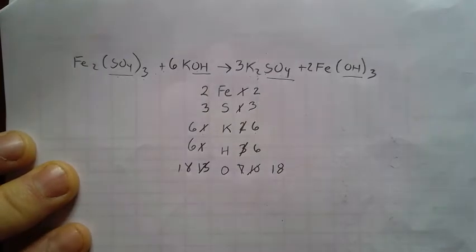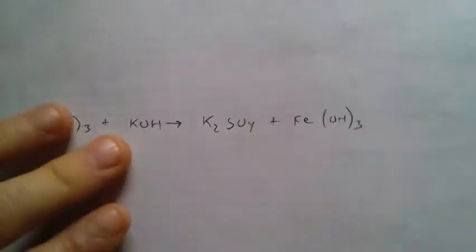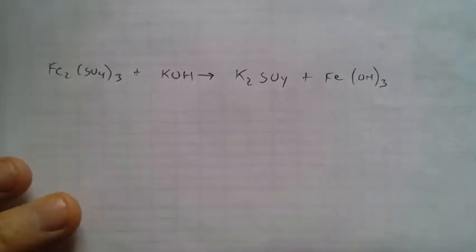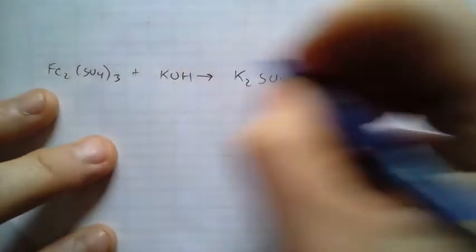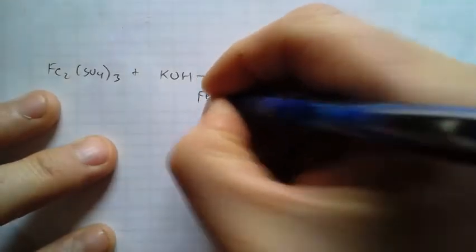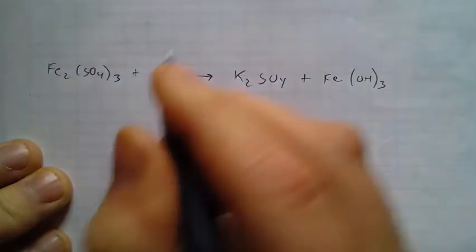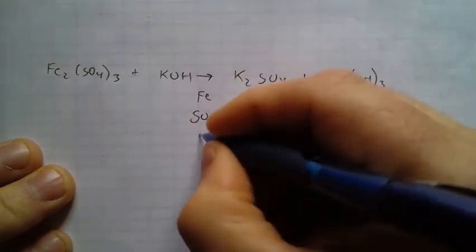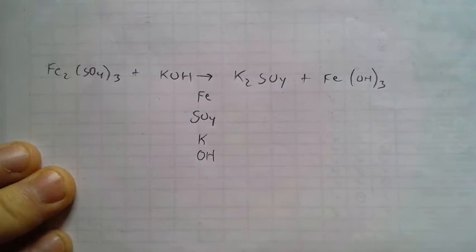All right, so as you can see, there is a bit of mathematics, especially with the oxygen. Now, if we go and try the same problem again, but this time keeping together the polyatomic ions. All right, so we have iron. Now sulfate, SO4. All right, SO4 we're going to keep together. Potassium, and then hydroxide, OH.